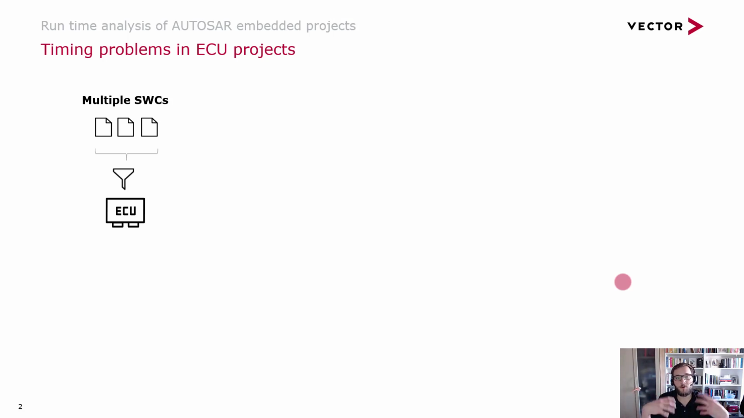So in general, if you're talking about ECU projects, you usually have many different software components that you need to integrate into this ECU. And then somehow, most times at the end of the project, you will see that you have some issues with timing. For example, you could see that the system that you have is completely overloaded. So you're very close to 100% CPU load, which might cause different functional tests to fail and so on, because not all tasks are executed as you expect them to be.